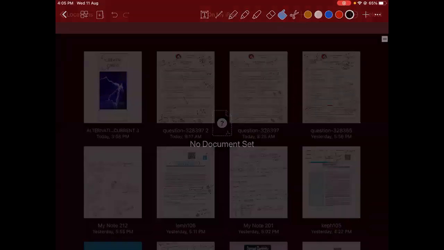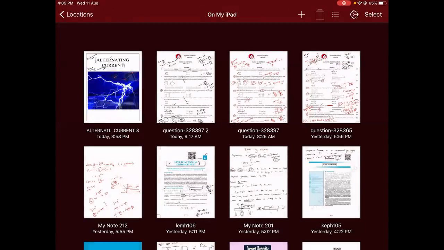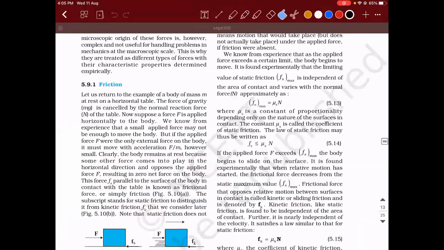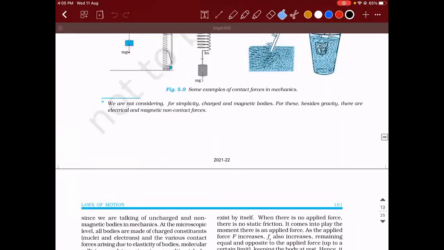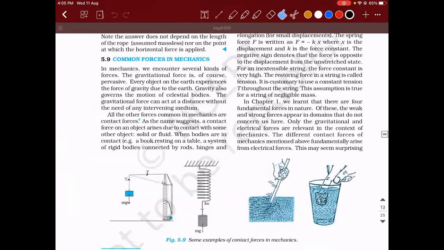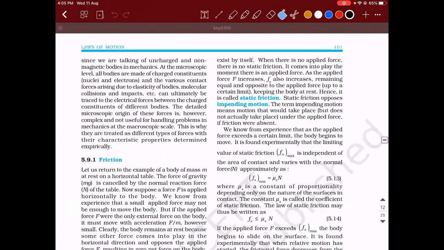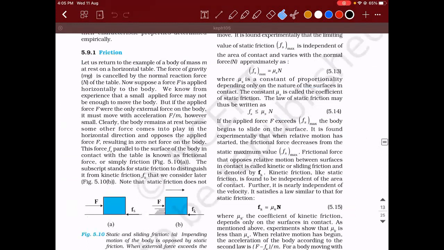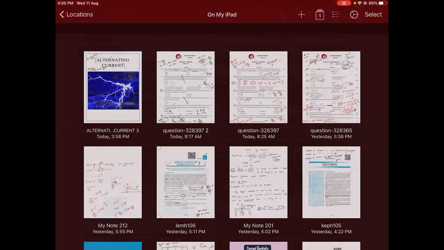So what was the last topic we saw? We saw the free body diagrams and we were doing some examples, right? Yes, sir. Now we will start with the next topic, that is friction. So we are going to deal with the next topic, which is called friction.